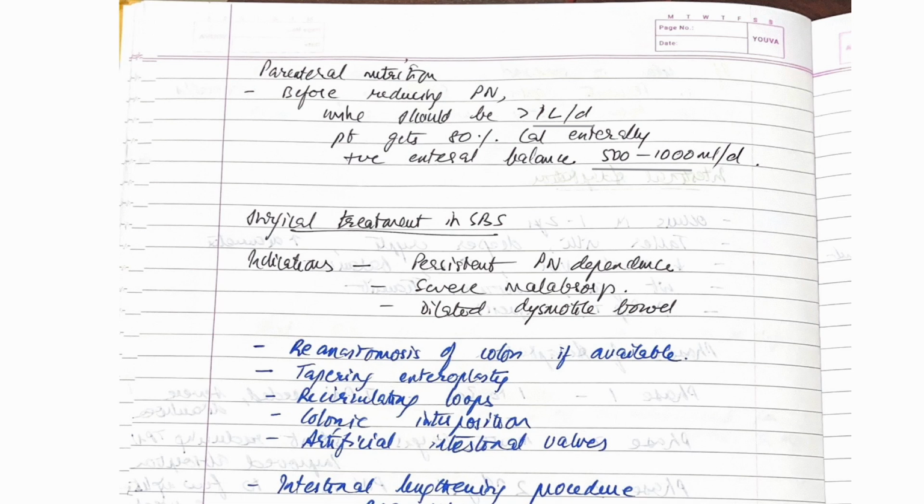Before reducing parenteral nutrition, we should ensure that the urine output is more than 1 liter per day. The patient gets 80% of his calorie requirement enterally, and there's a positive enteral balance of 500 to 1000 ml per day.